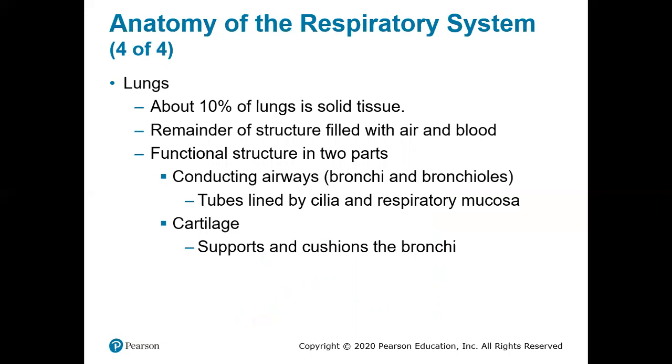So the lungs begin on page 438. About 10% of the lung is solid tissue. The remainder of the structure is filled with air and blood. The functional structure is in two parts: conducting airways, the bronchi and bronchioles. These are tubes lined by cilia and respiratory mucosa, with cartilage which supports and cushions the bronchi.